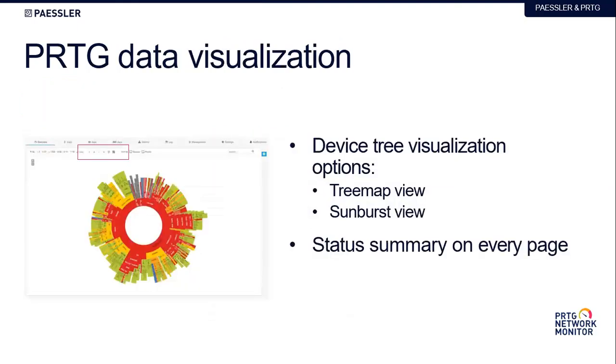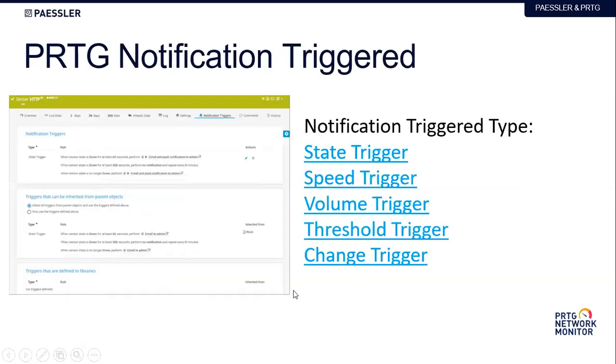Next we have PRTG data visualization. All the devices or all the sensors, you can group them and then create a map, either a tree map view or a sunburst view over here. Each of the sensors or each dashboard can have a status summary on every page as well. So this will be the example over there. Next will be the PRTG notification trigger.